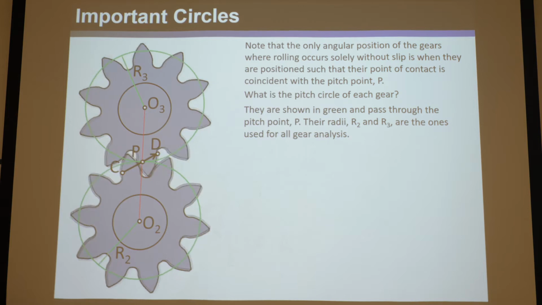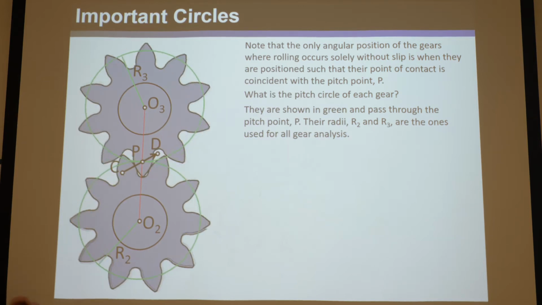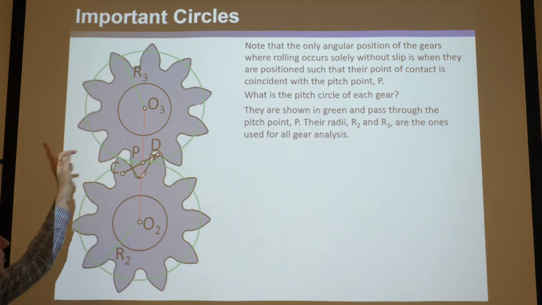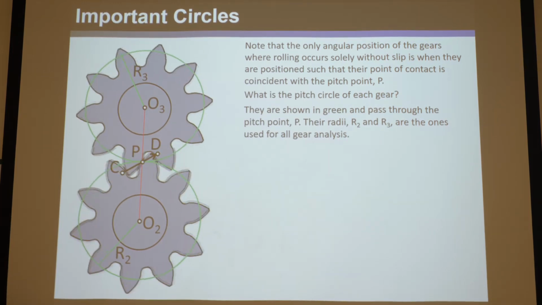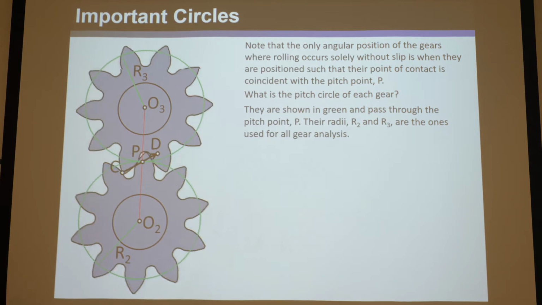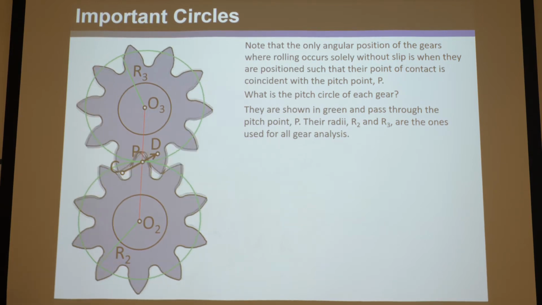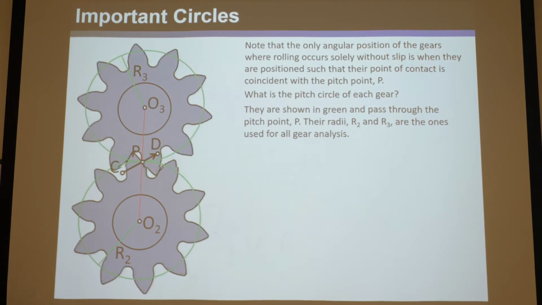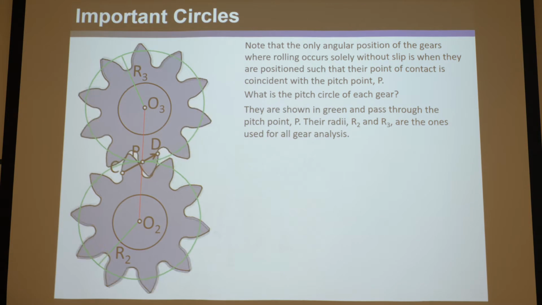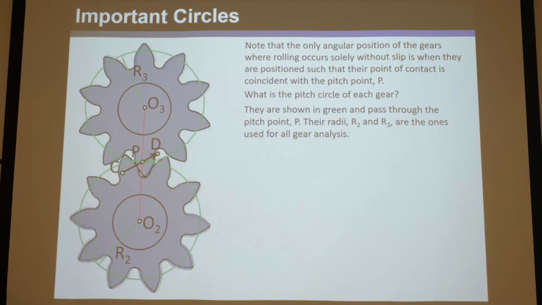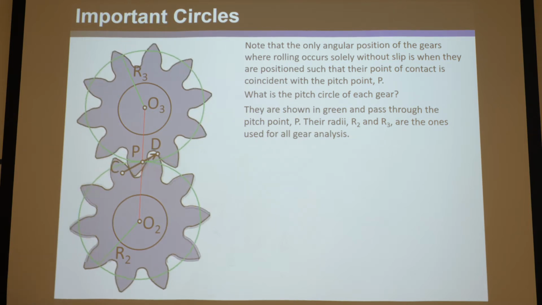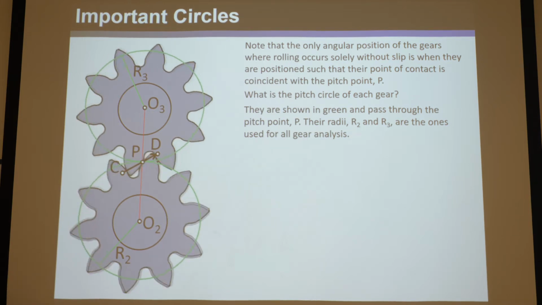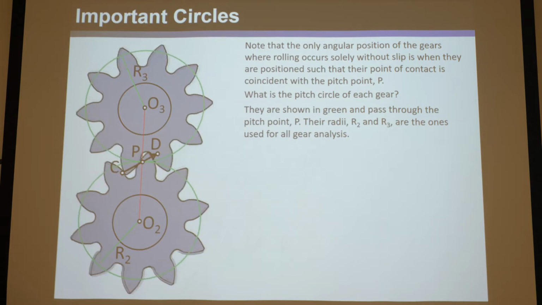The radius of that circle is R, so in this case R2 and R3, and that is the critical radius you use in your analysis whenever you're comparing two gears. Now notice, if you didn't have a set of gears, there would be no pitch point, because the pitch point is basically the instant center between the two gears. If there are no two gears, there's no instant center, no P, and you don't have a circle. So you need a set of gears to define the pitch circle.